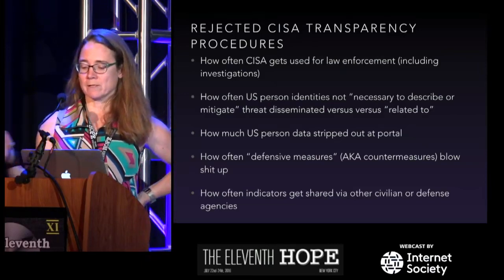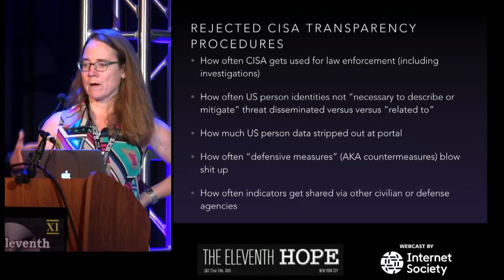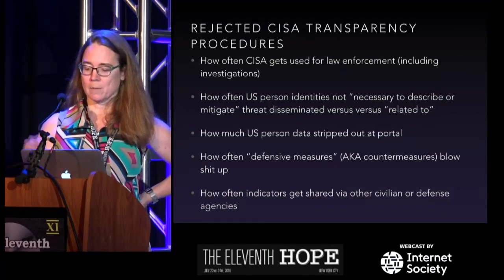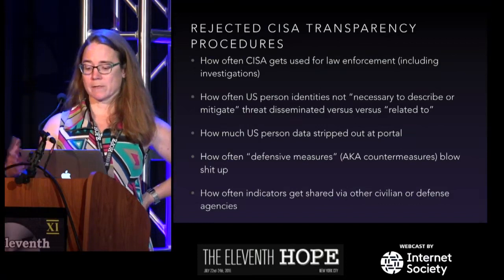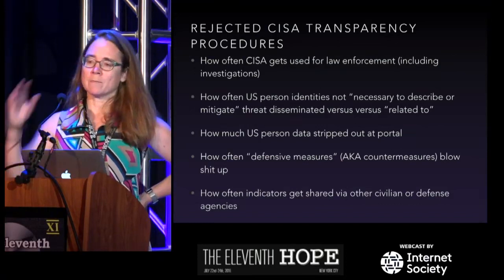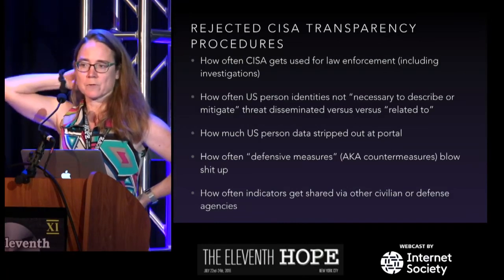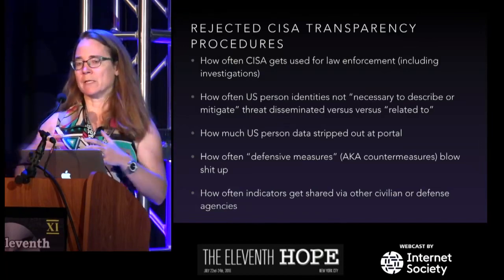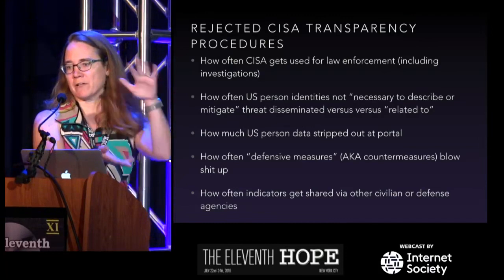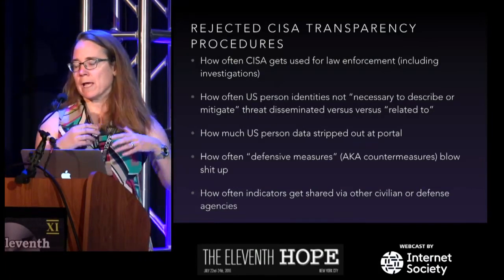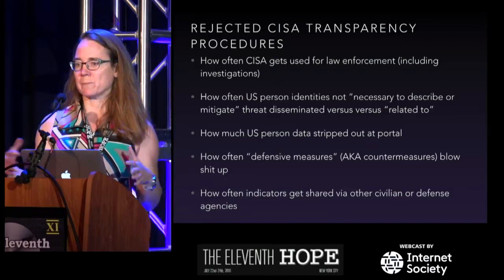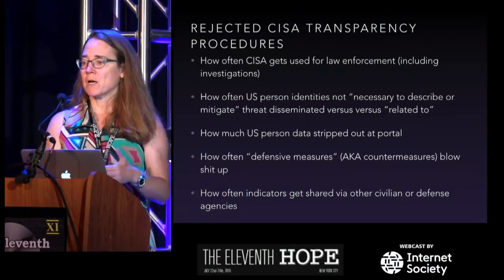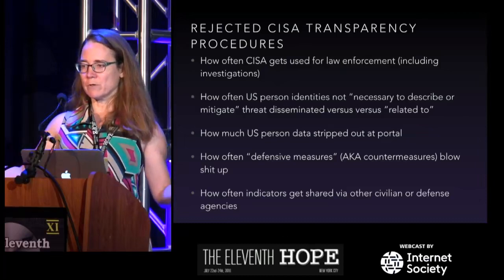So they threw out his amendment that would have required explaining how often U.S. person identities got shared if it was not necessary. He wanted them to say how much U.S. person data was getting stripped at the portal. Basically what happens is companies go to DHS and they fill out a form and they show this information on this form, and they, to get immunity, are supposed to strip out all the extraneous information. He was basically going to try and measure, are they doing that, or are they getting immunity for free?